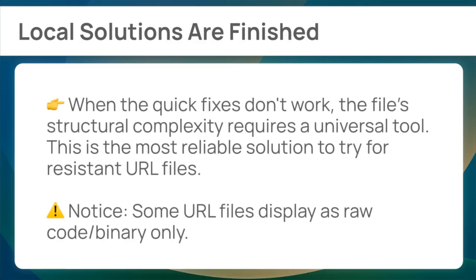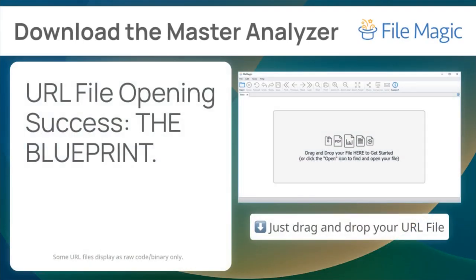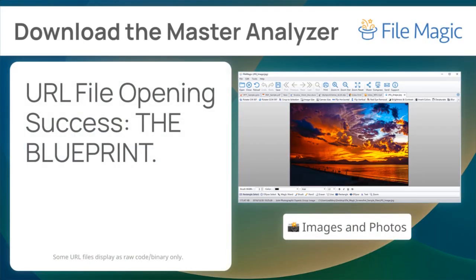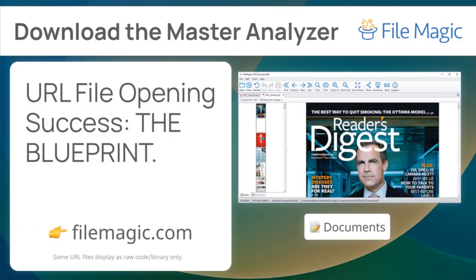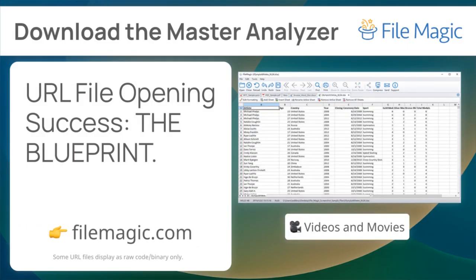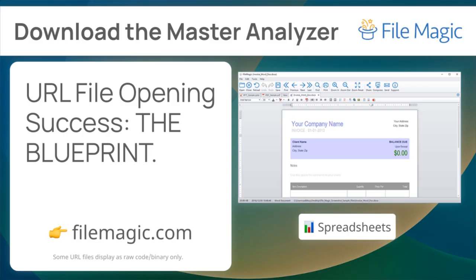When the URL file remains inaccessible, it's clear a professional-level tool is required. The Universal Viewer is the proven path to potential success. My top recommendation is the Universal Viewer File Magic. It opens virtually all formats, including your tricky URL file. Visit filemagic.com to download now.